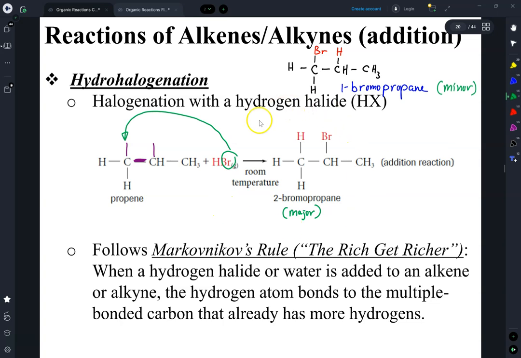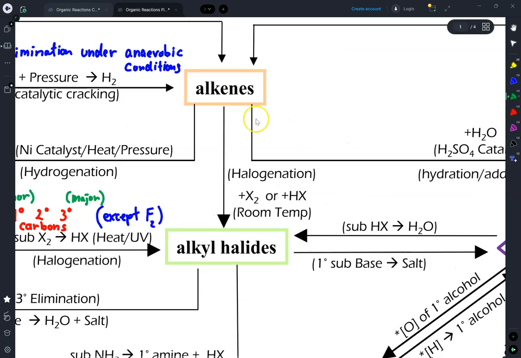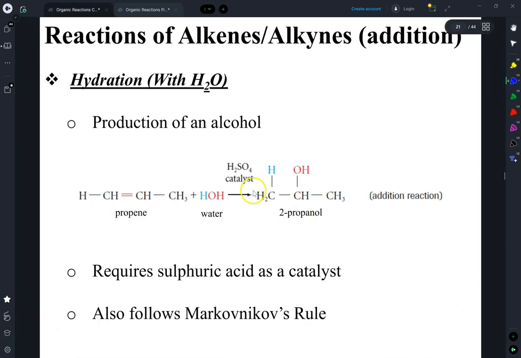All right, so let's put this on our flowchart. Again, it's an addition reaction with an alkene, but instead of adding on a halogen, we're adding on a hydrogen halide. But we'll want to remember to follow Markovnikov's rule to determine which side gets the H and which side gets the halogen. In addition to reacting with halogens and hydrogen halides, alkenes and alkynes can also undergo addition reactions with water in a process known as hydration.